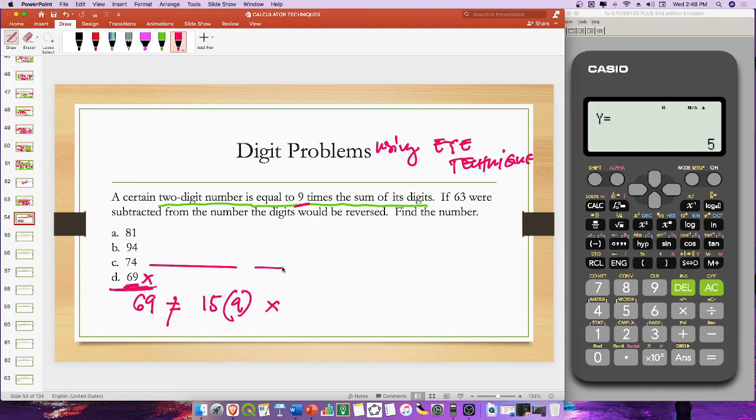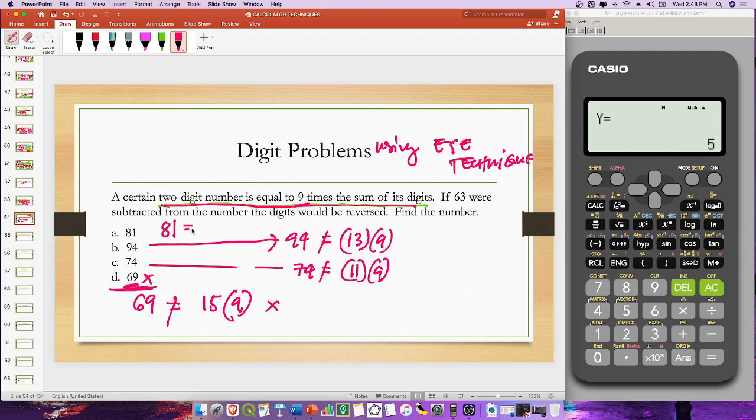Let's choose this one. This is the number 74. When the digits of the number are added, that becomes 11. When multiplied by 9, no, this is not equal. Take note, from the first statement only. Let's try letter B, 94. When the digits are added, that's 13. When multiplied by 9, that is not 94. It's more than 94.